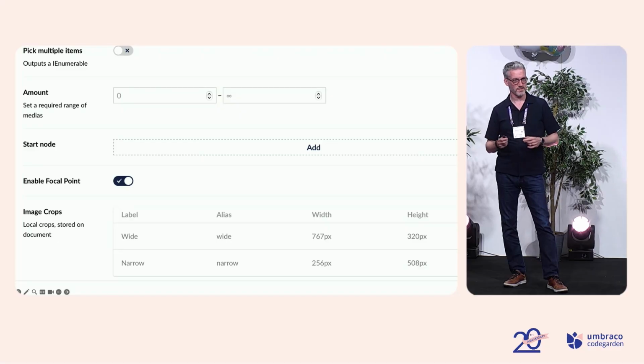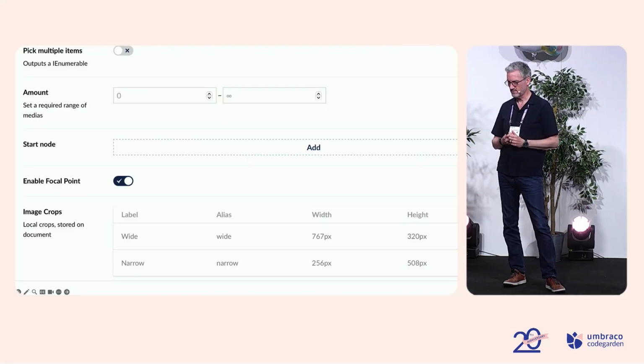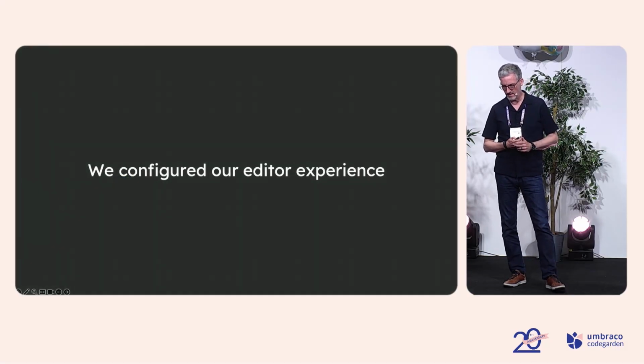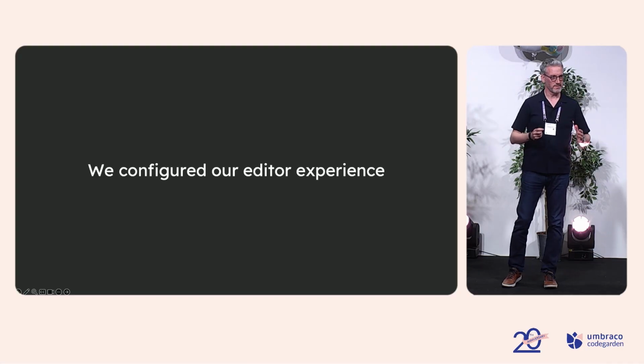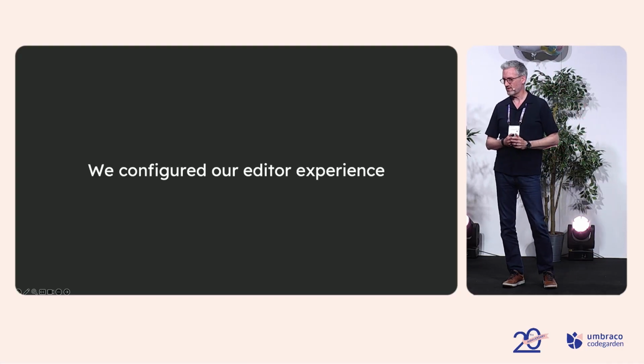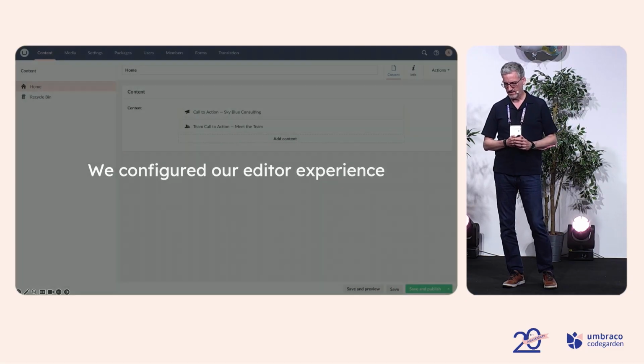We've just taken those widths, copied them straight from what we inspected in the browser, and dropped them in. Now the names here don't matter, they're just descriptive. They're just so that it means something to the content editor. So we've configured our editor experience, and it's just using standard Umbraco features, so that's great. So we've got a way of managing that.